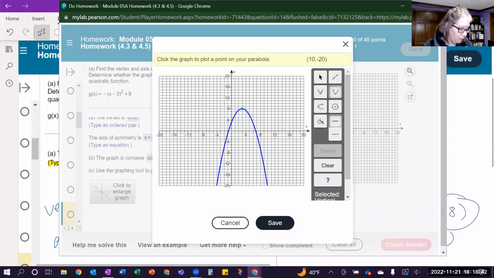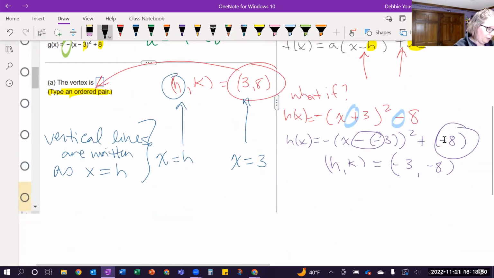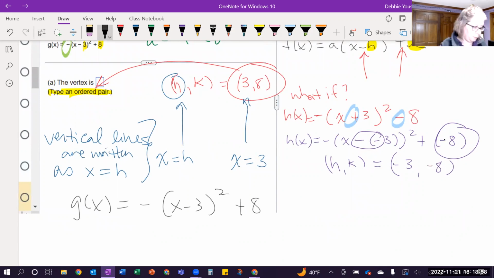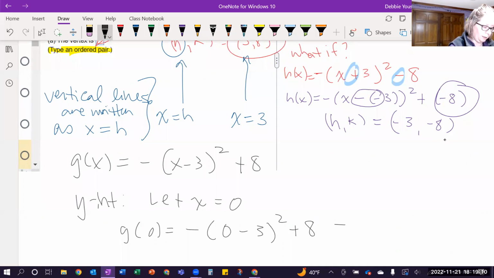So I'm going to go back over here and we have to come up with another point. A good thing to try is to take our function, I'm just rewriting it so that you can see, and find a y-intercept. That is when you let x equal 0. So g of 0 is negative of 0 minus 3 squared plus 8.